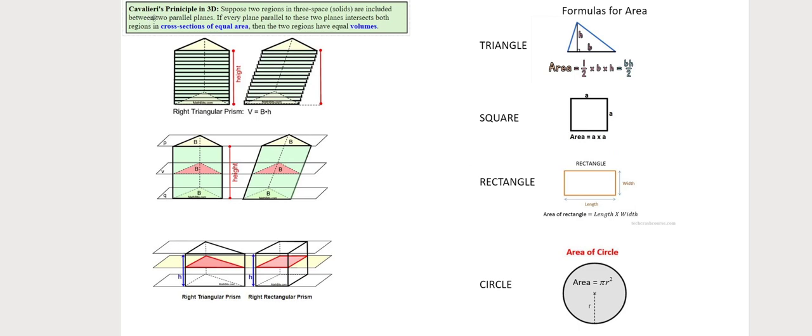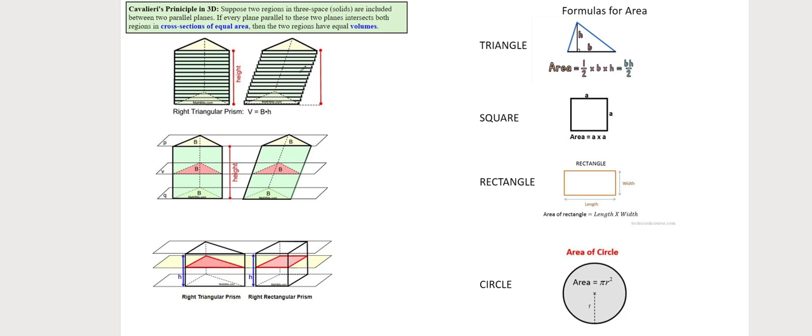So basically, what Cavalieri's principle in 3D says is that suppose two regions in three-space solid are included between two parallel planes. If every plane parallel to these two planes intersects both regions in cross sections of equal area, then the two regions have equal volumes. Okay, so let me explain that.